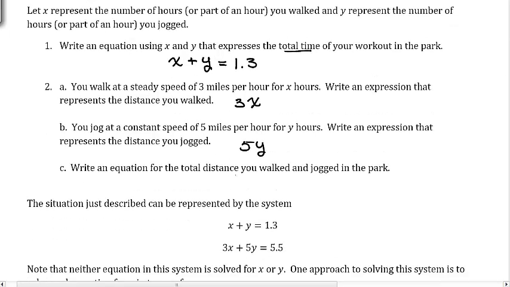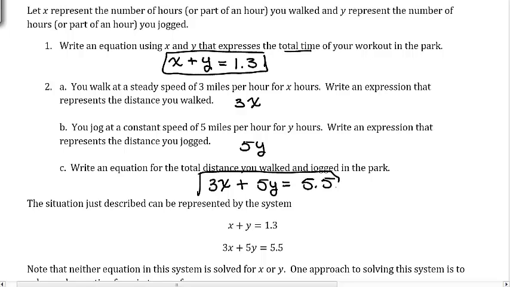Write an equation for the total distance you walked and jogged in the park. We walked a total distance of 3x, plus we jogged a total distance of 5y, and that equals the total distance we walked and jogged, which was 5.5. Okay, so we have these two equations: x + y = 1.3 and 3x + 5y = 5.5. So that's these two equations right here.